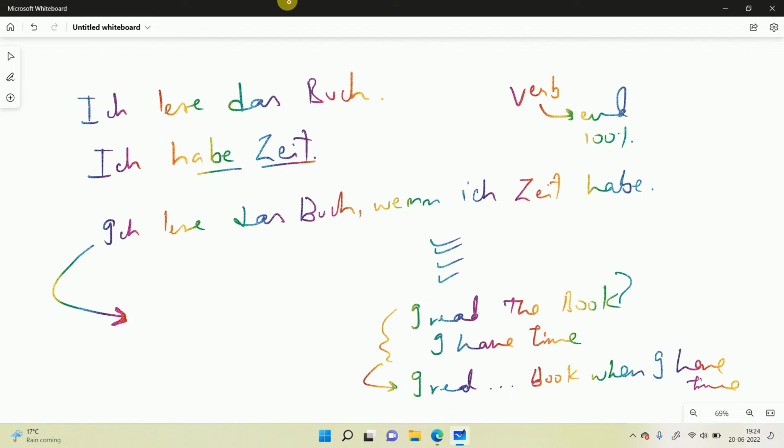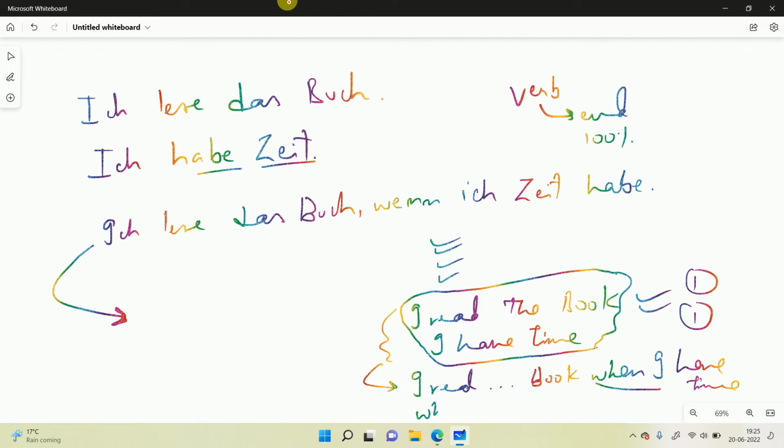And Karthik, can you give it a try and change it? Speak in English again, using some other option to connect these two sentences. Yeah. When I have time, I read the book. Perfect. 100%. So you see, I read the book when I have time. Otherwise, you can say, when I have time, I read the book. Right? So likewise, this is how your confusion will be increased here.